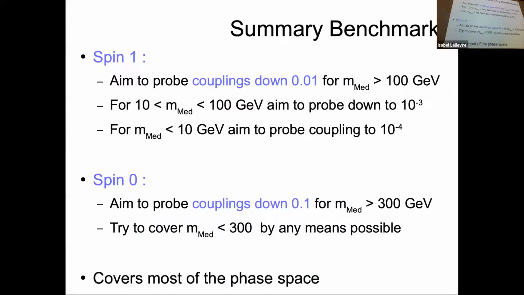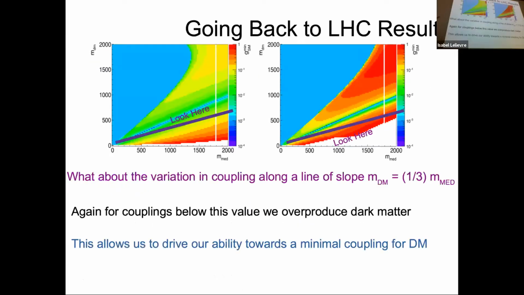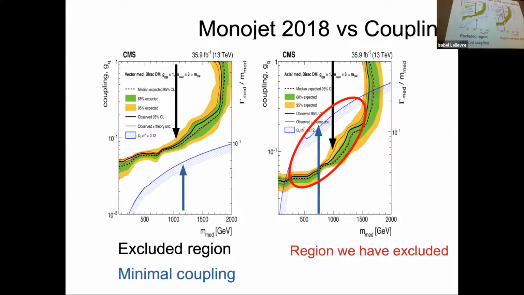And this allows us to drive our searches and use these as benchmarks to see how sensitive we are. Okay. And just as a note, because this is going to show up a lot, a lot of people like to take a single line in this 2D plot. They take dark matter mass equal to the mediator mass over 3, and they plot this line onto their dark matter exclusion plots. And they make plots like this.